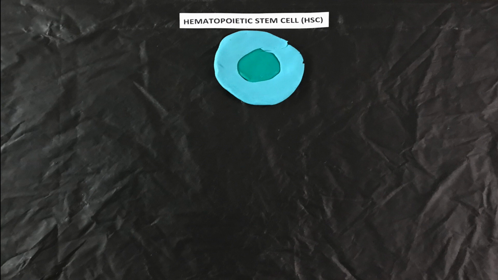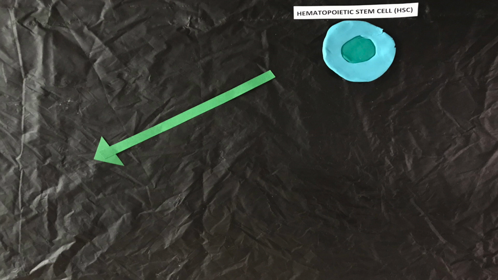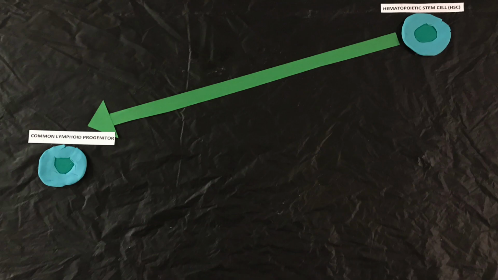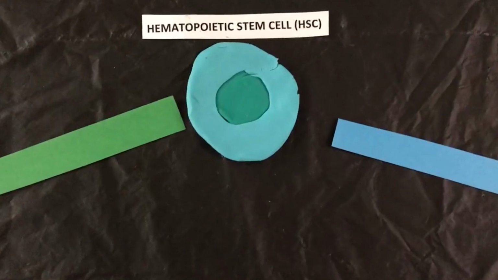This stem cell gives rise to two different lineages. The first is the common lymphoid progenitor. The second is the common myeloid progenitor. So basically, all cells either belong to the lymphoid group or the myeloid group.